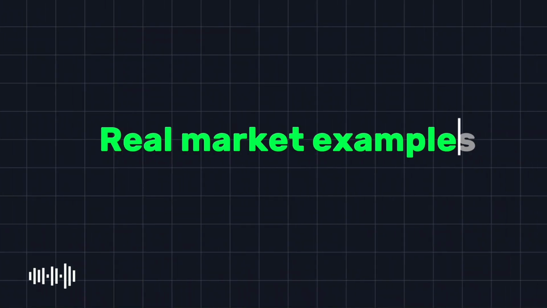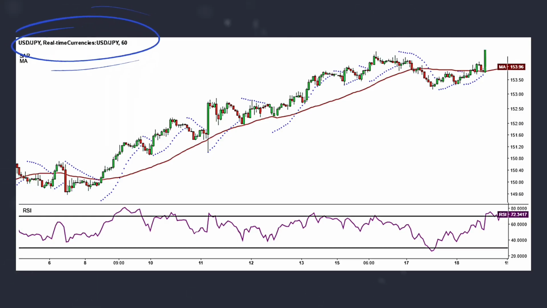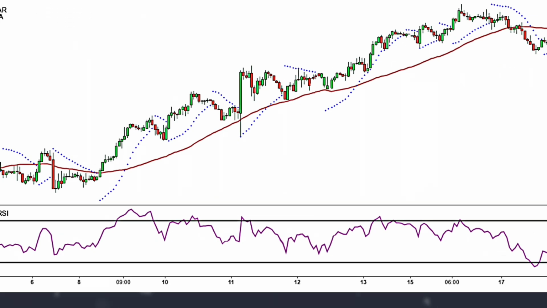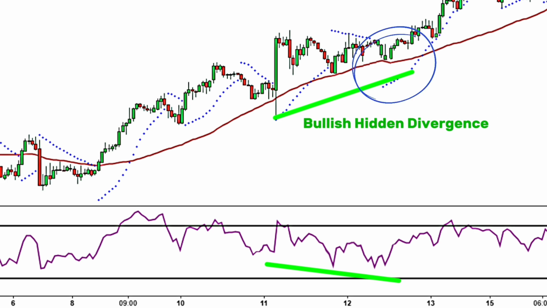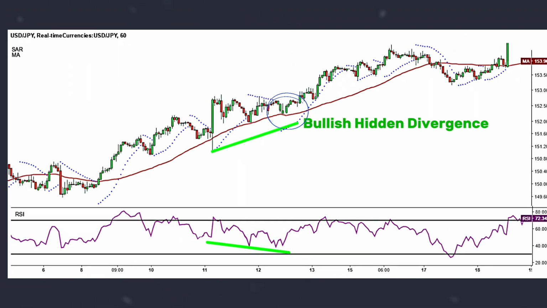Real market examples. Let's look at dollar-yen on the 1-hour chart. In an uptrend, the price makes a higher low, while the RSI prints a lower low. This is a classic bullish hidden divergence. Now notice, price is still trading above the 50-period moving average, and the parabolic SAR dots are below the candles. That confirms the uptrend, and this hidden divergence gives you a high probability long setup.